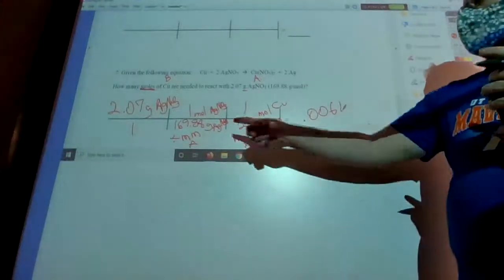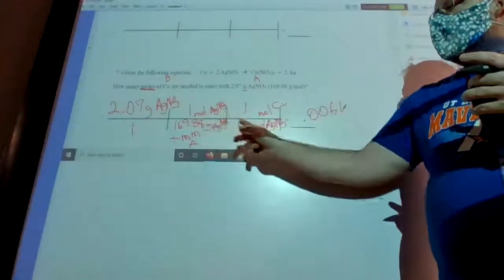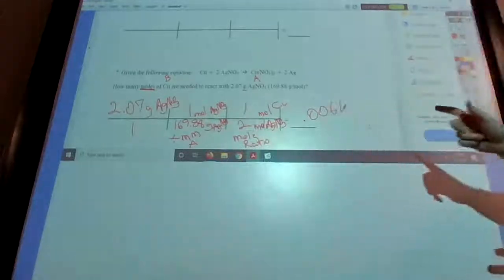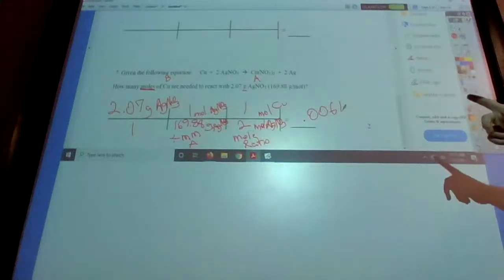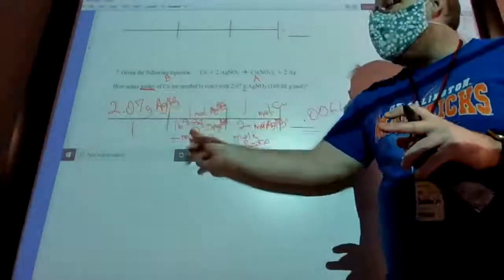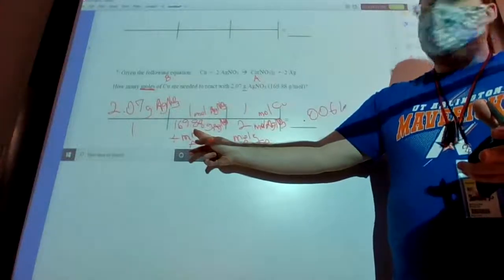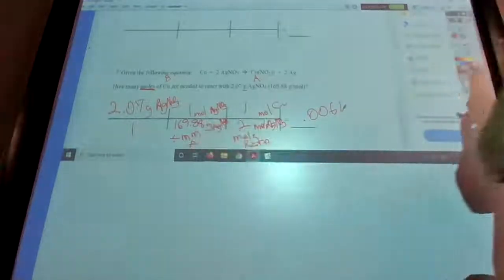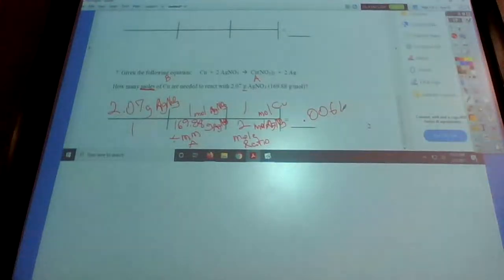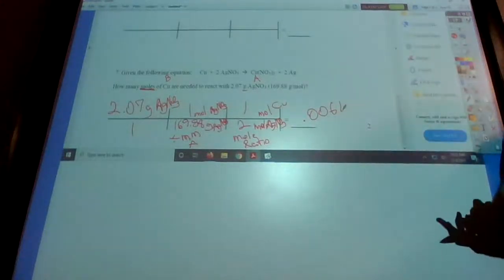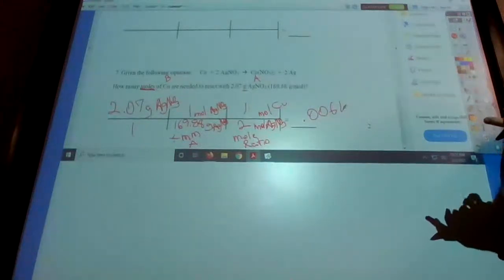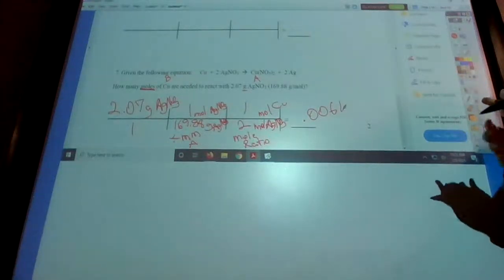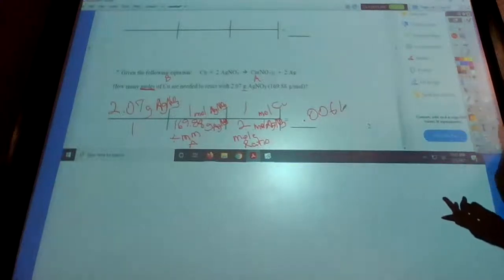2.07 divided by 169.88 times 2. Yes, but if you put it in the calculator just like that, it's going to divide this first, and then it's going to multiply by 2 instead of dividing by the 2. And so you did it right. It's just the calculator didn't execute the calculation correctly. So then I divide by 2, and yes, I get that 0.006.